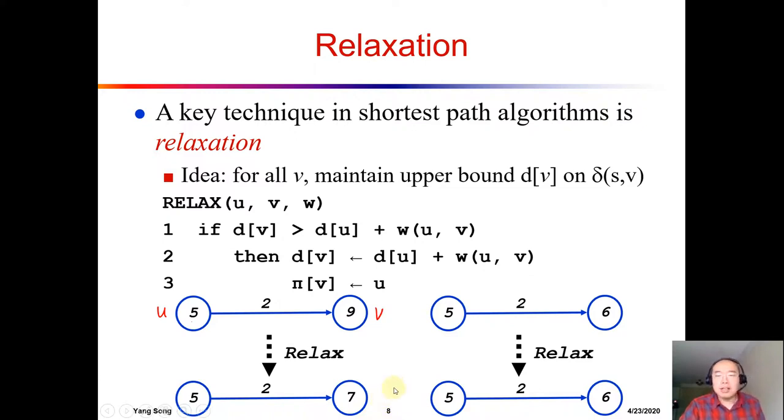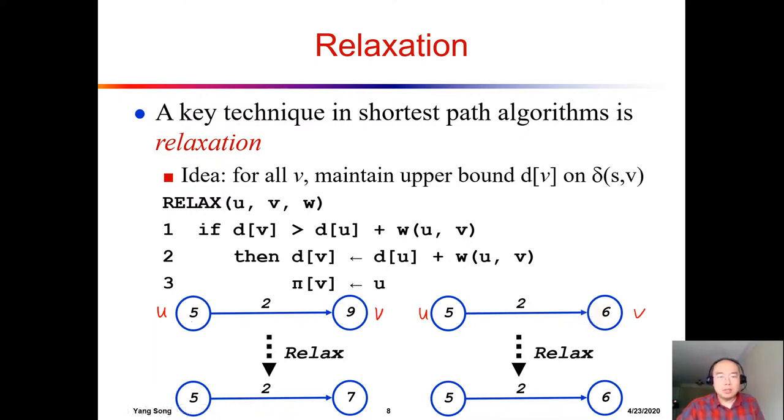And in another case, du is 5, dv is 6, and the cost is 2. Okay, so in this case, let me write the u here and v here. If we want to get to v first by getting to u and then take the path from u to v, the cost will be 7.